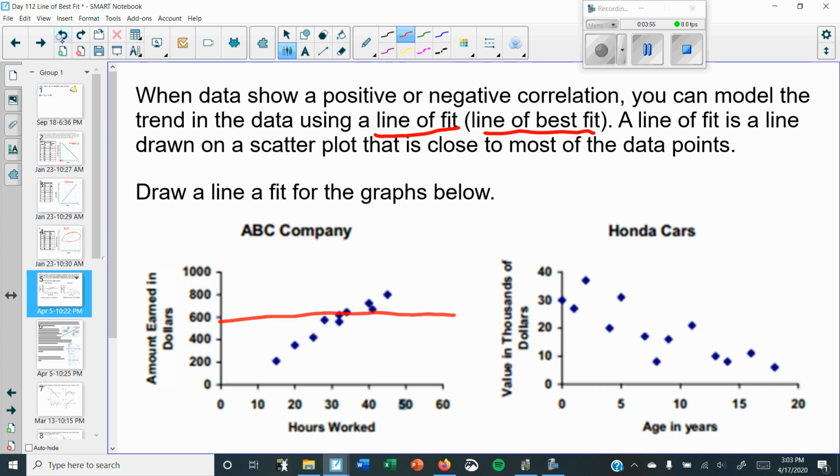Whoops. Let me make that a little bit more accurate. You don't want to do that where you're like, same amount of dots above and below. Yeah, but that doesn't show the trend. That's why it's called a trend line also. Because again, you want to show the trend.